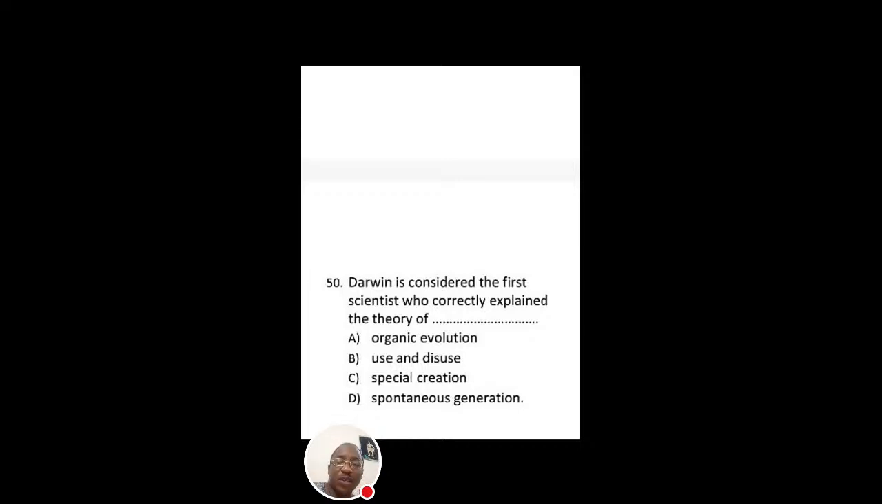It was one that brought out that theory that was so controversial globally at that time, that is called the theory of survival of the fittest based on natural selection. So his name is Charles Darwin. The theory of use and disuse of organs was introduced by Jean-Baptiste Lamarck. All right. That is what he did. But the correct answer to number 50 is A.